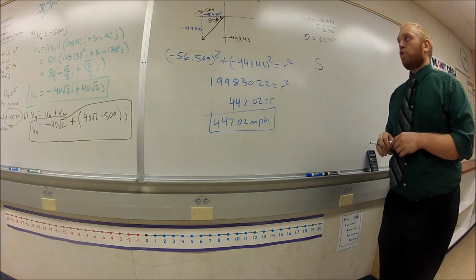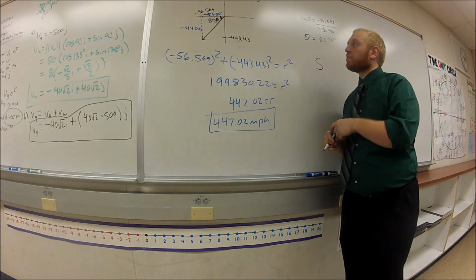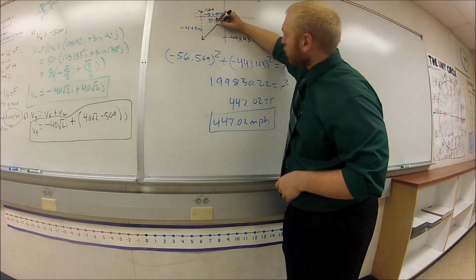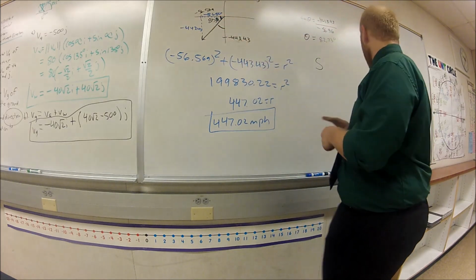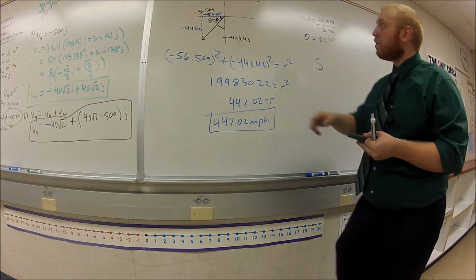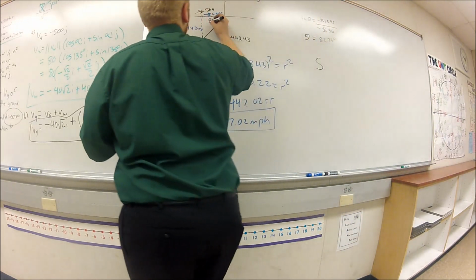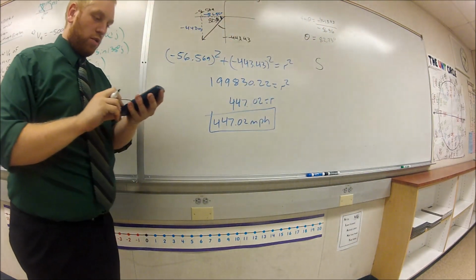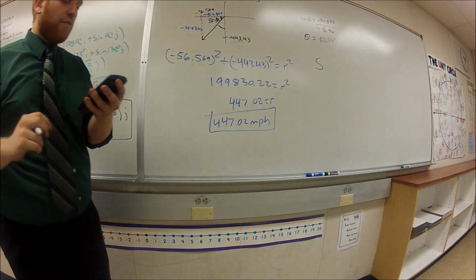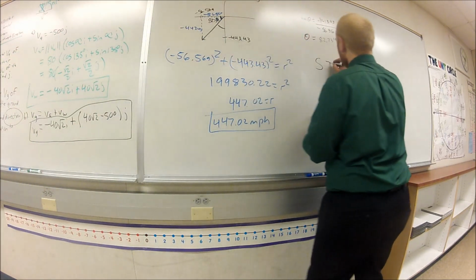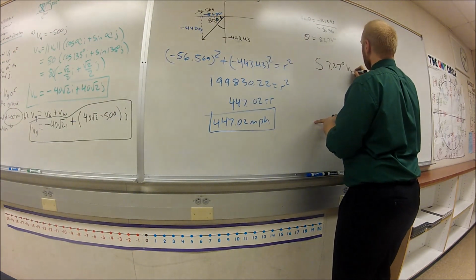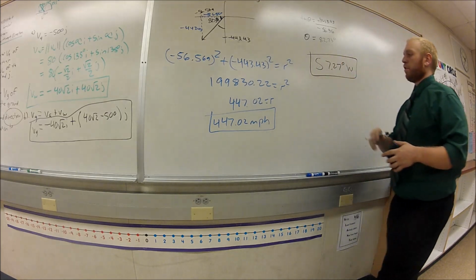Now, you're tipping a tiny bit to the west. Question is, how much to the west? Well, we know that's 82.73. Almost subtracted from 90, it's 7.27. South, 7.27 degrees to the west. And you're good to go.